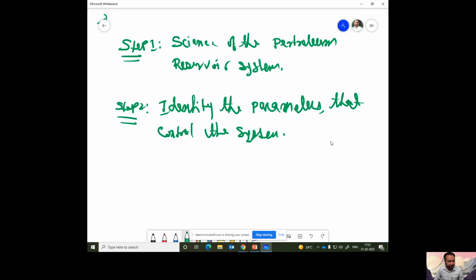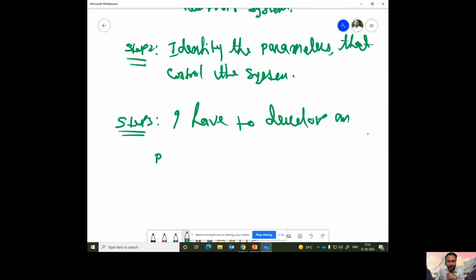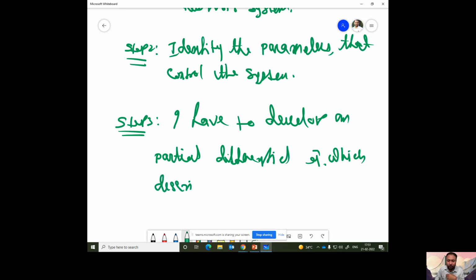In step number three, I have to develop a partial differential equation, right? Which describes the petroleum system.